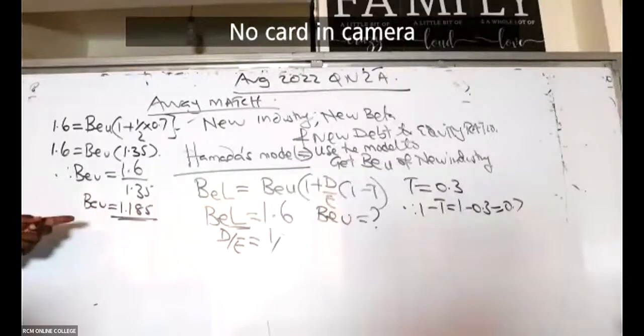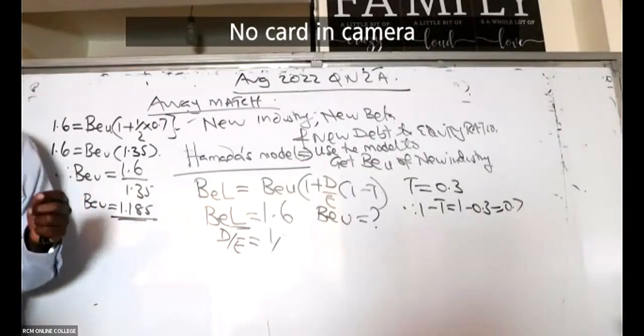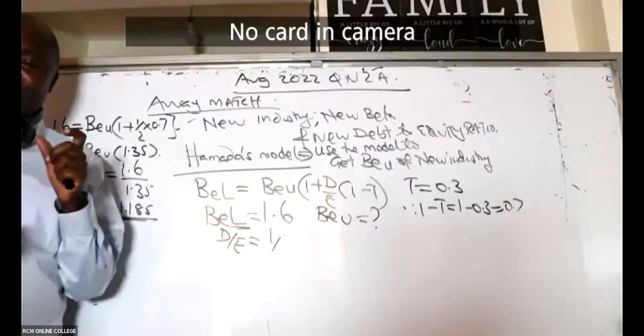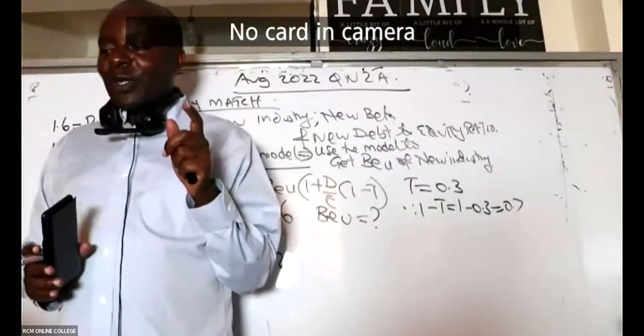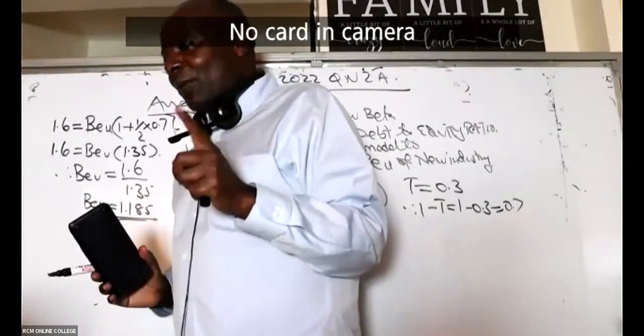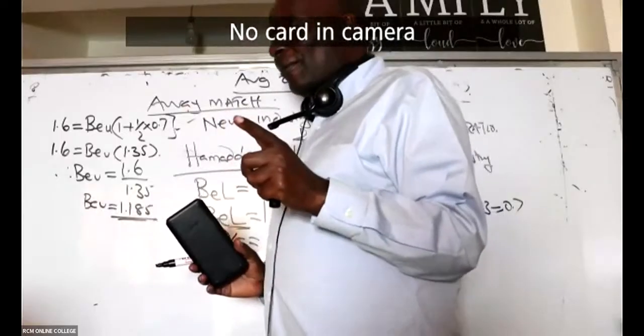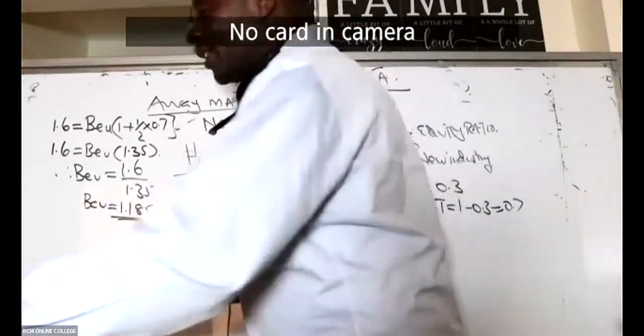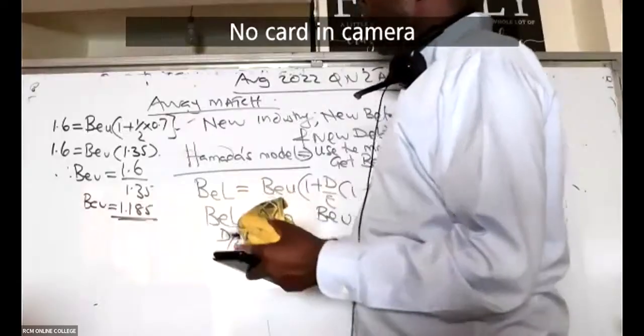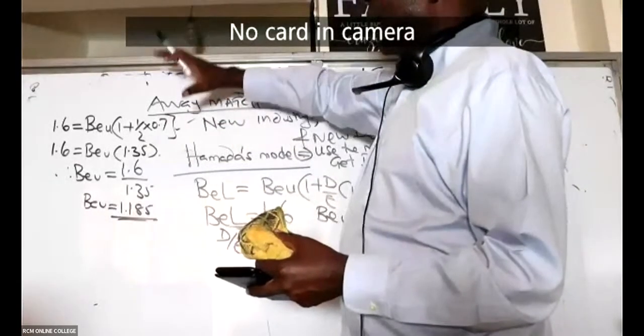Can I get to know who is getting 2 point something? Are you able to identify your mistake? Because that is very, very important. Ladies and gentlemen, this is an away match, away from home.